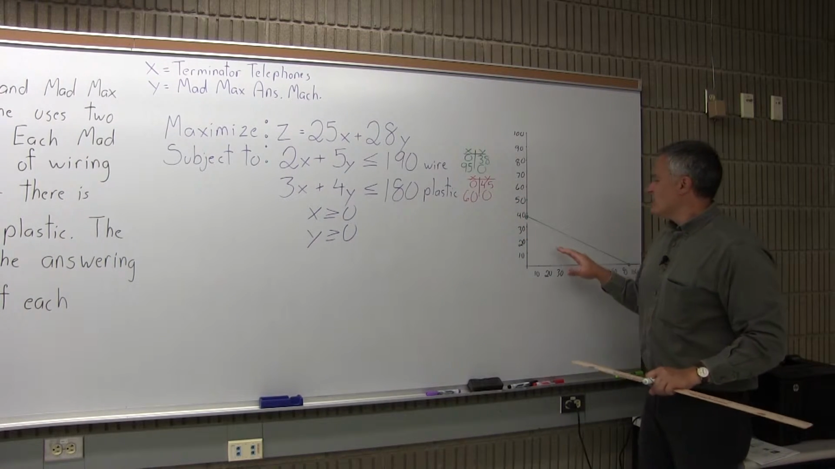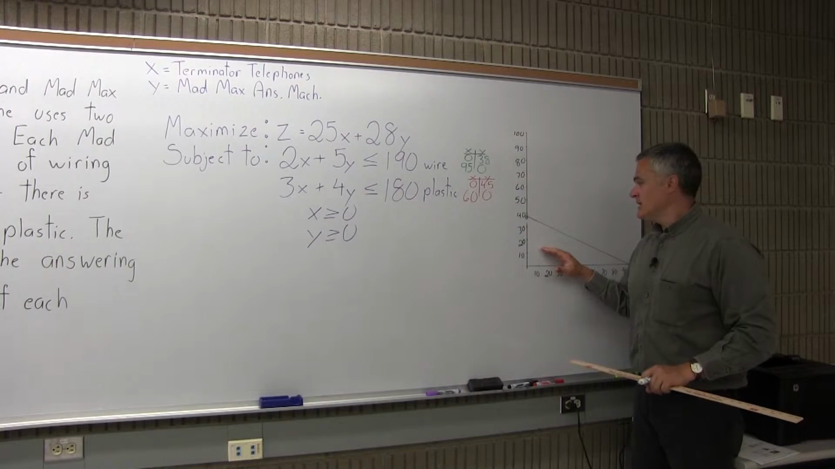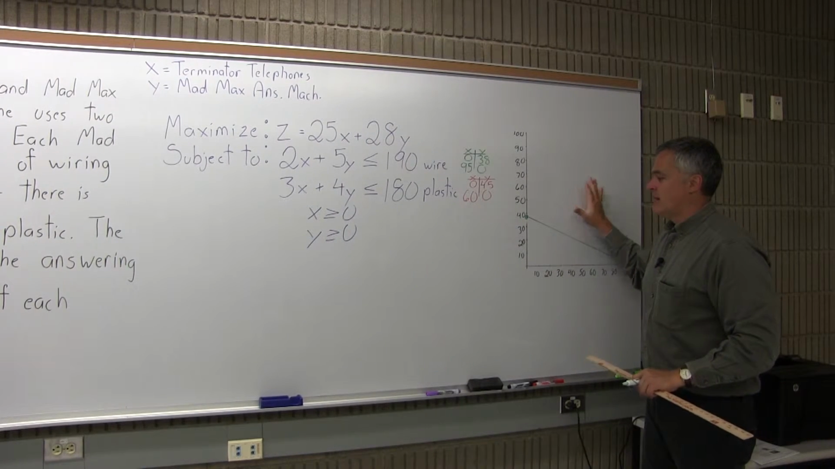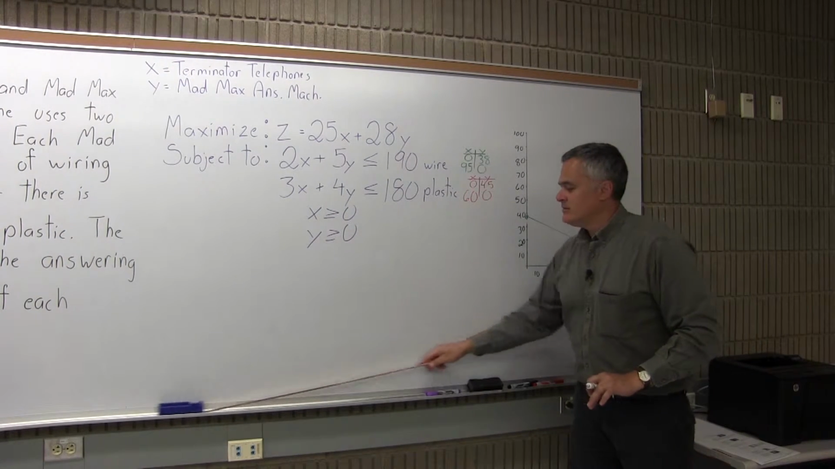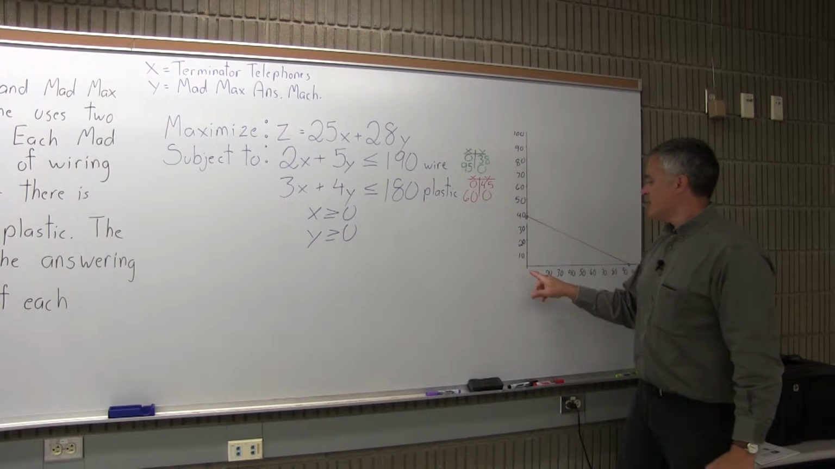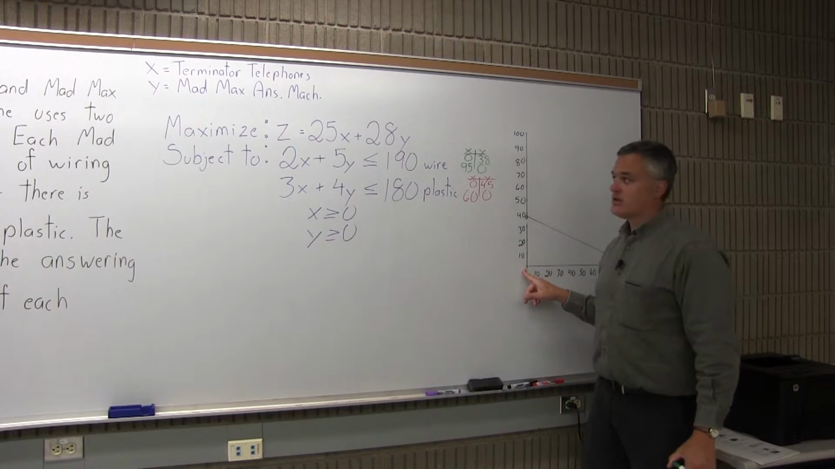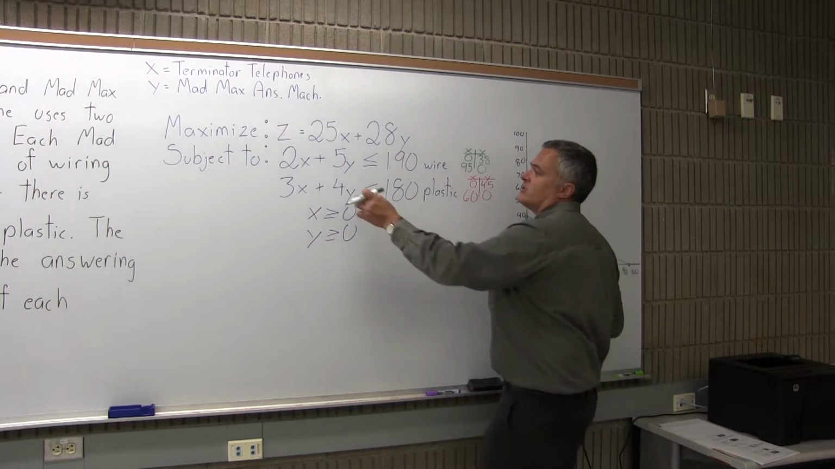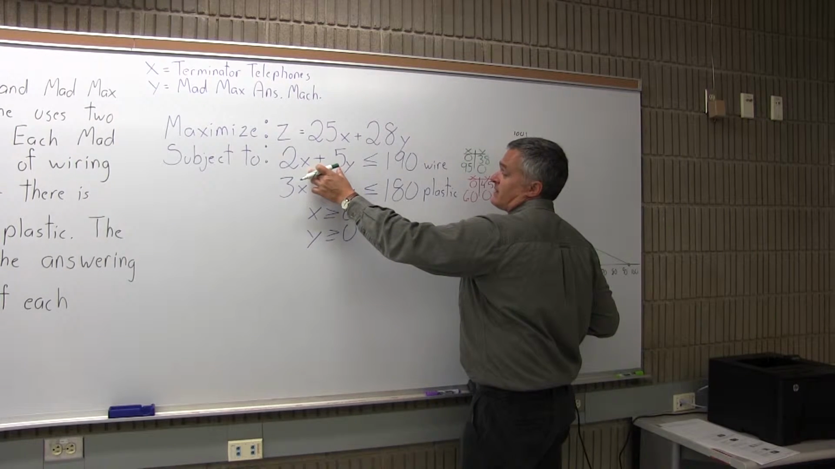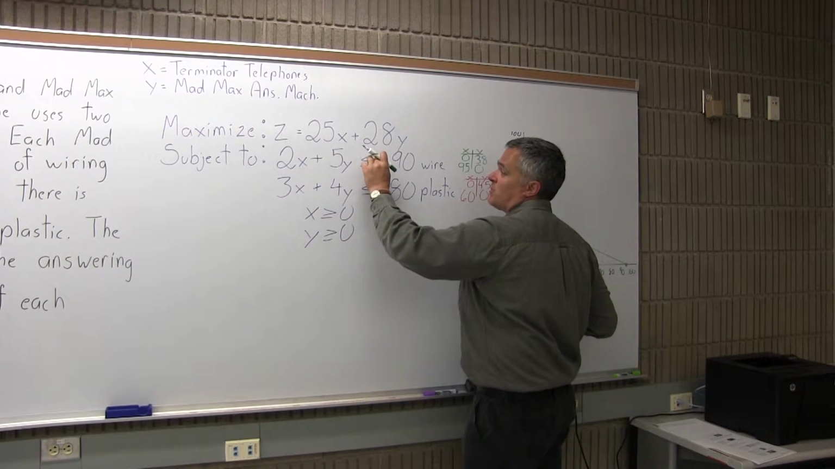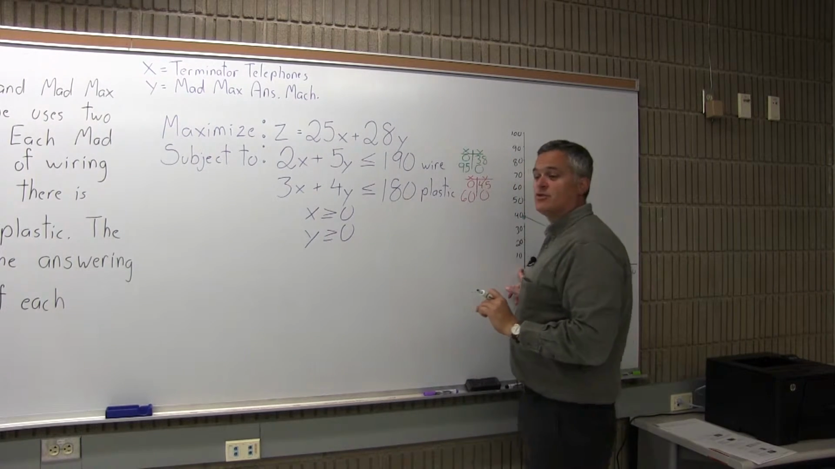Now I have to determine whether I shade below this green line or above it. To do that, I'll pick a test point that's not on the line. I like to use 0, 0. 0, 0 is not on the line. And for my wiring constraint, if I put in 0 for x, 0 for y, I get the statement 0 is smaller than 190. That's definitely true.